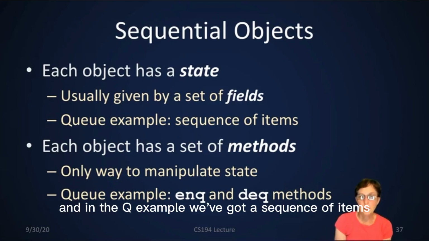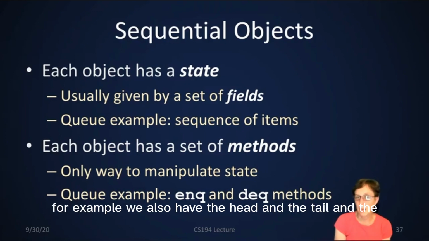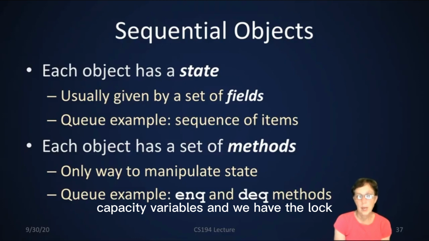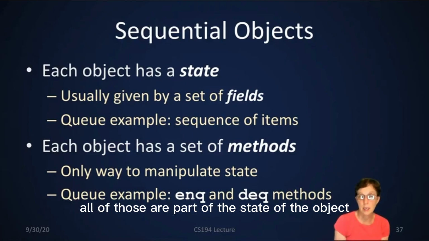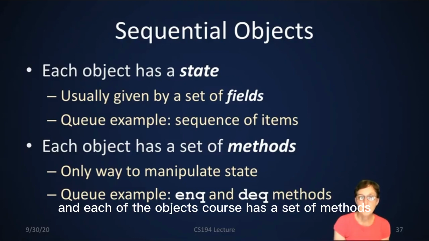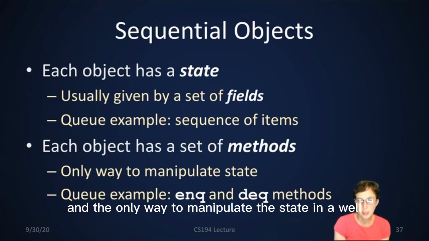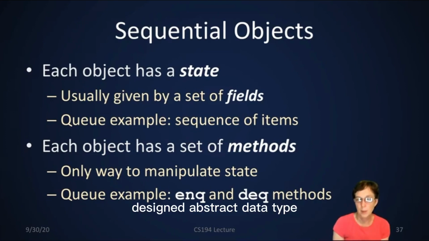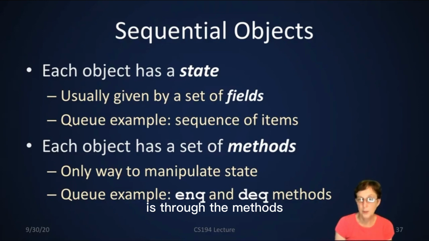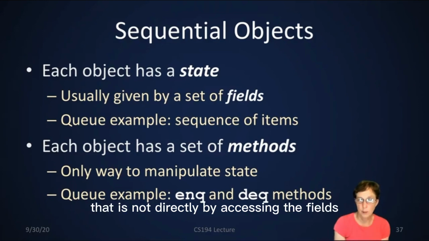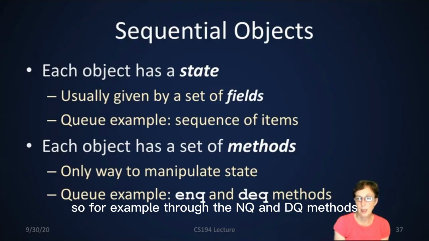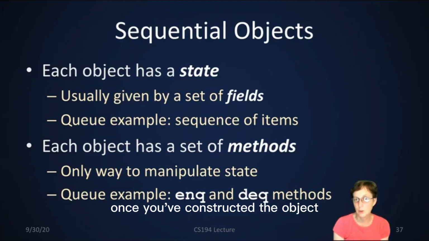And in the Q example, we've got a sequence of items, for example. We also have the head and the tail and the capacity variables, and we have the lock. All of those are part of the state of the object. And each of the objects, of course, has a set of methods. And the only way to manipulate the state in a well-designed abstract data type is through the methods, that is, not directly by accessing the fields. So for example, through the NQ and DQ methods, once you've constructed the object.